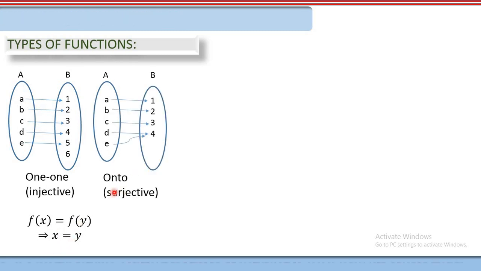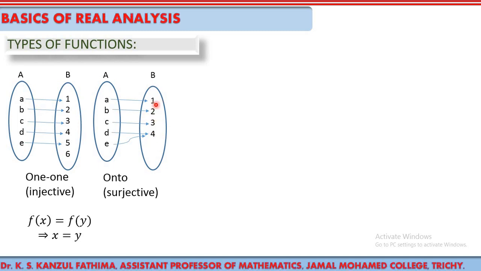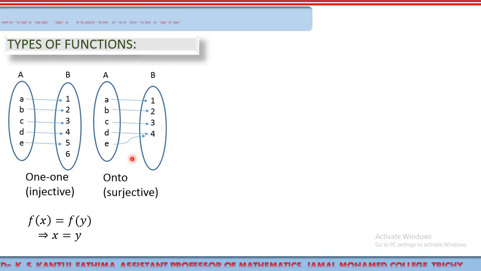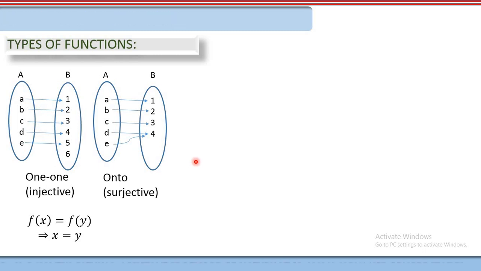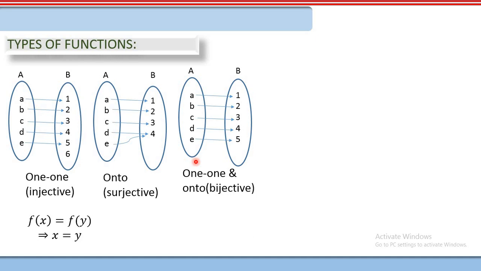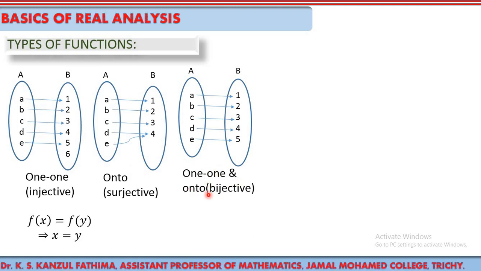Next one is the onto function, also named surjective. Onto function means for each element in B, for each element in the codomain, there exists a pre-image. In other words, if the range of the function is equal to the codomain, then that function is said to be an onto function. Next one is one-to-one and onto. A function which satisfies one-to-one as well as onto is said to be a one-to-one and onto function. Another name for it is bijective, or one-to-one correspondence.